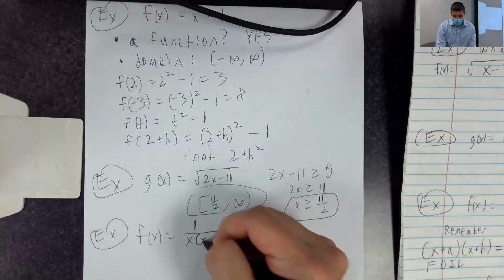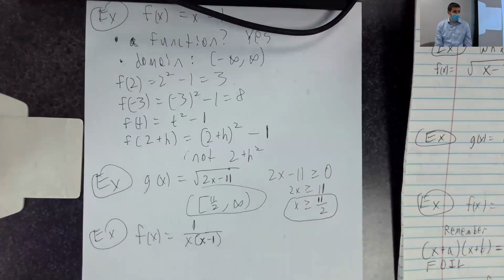Okay. Now try this one for the domain. Remember, trouble regions: denominators could give trouble. You don't want denominators to be 0. Go ahead, Matthew. So the domain cannot be 0 or 1.